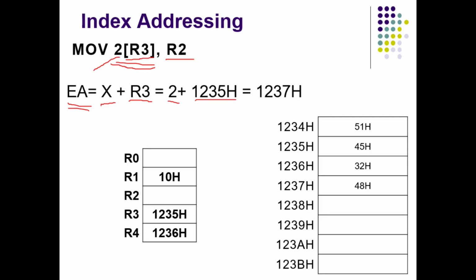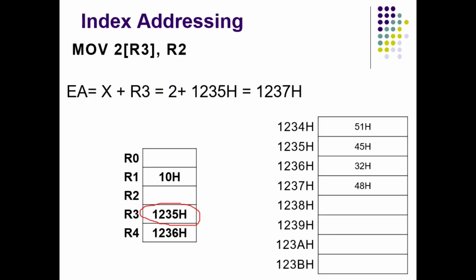What is the content of R3? Because I have written R3 in square brackets. So what is the content of R3? R3 content is 1235H. So 1235H and this 2 are added here. So finally the effective address is 1237H. This is how the processor finds out the effective address in index addressing mode.